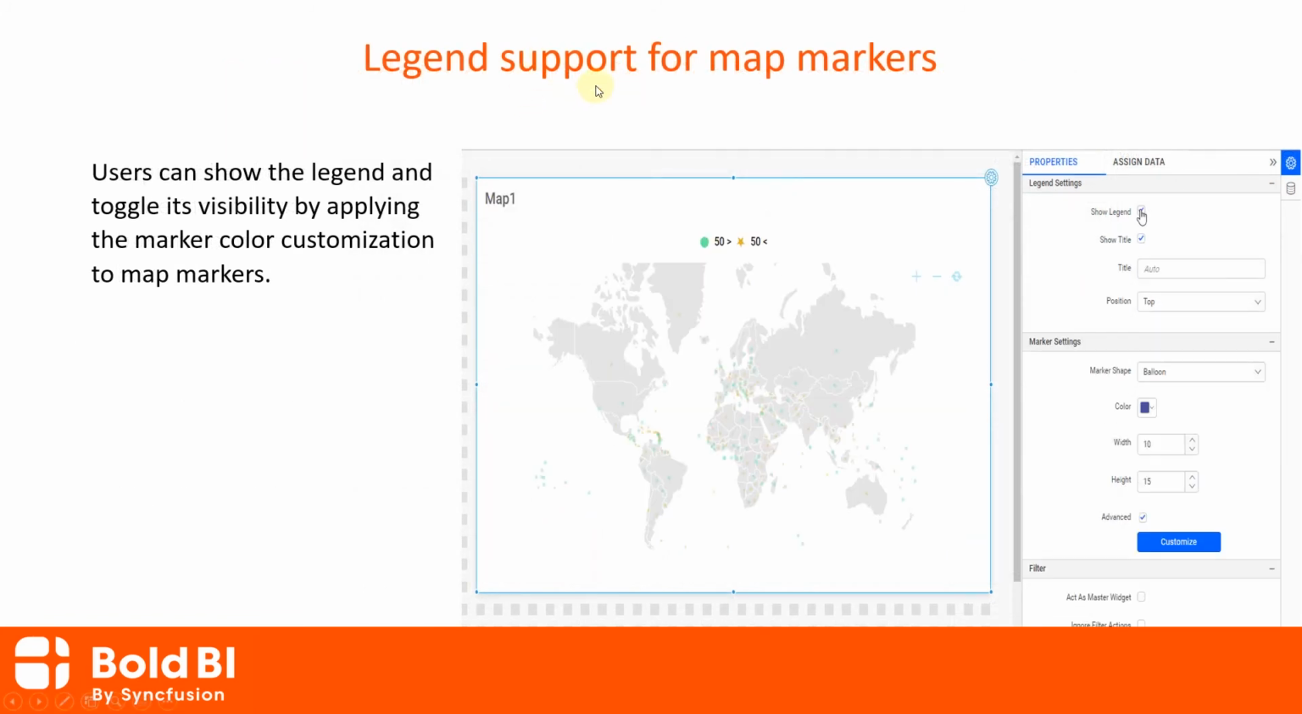We have also provided legend support for map markers. Users can show the legend and toggle its visibility by applying the marker color customization to map markers.